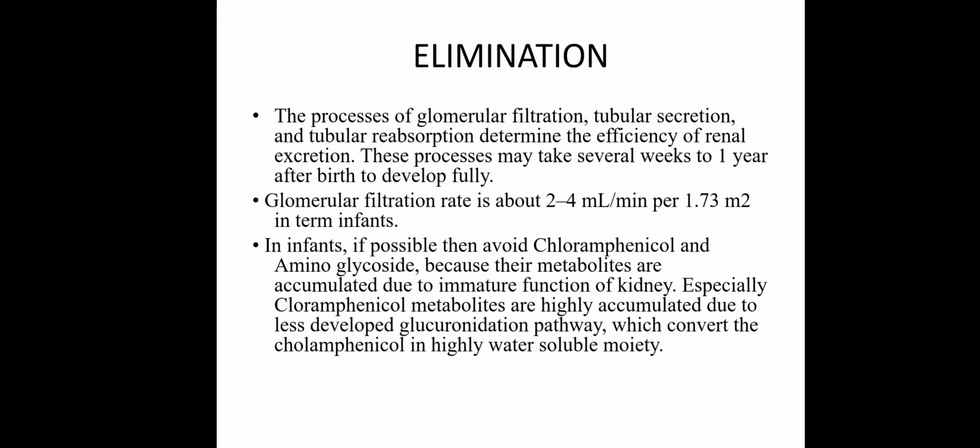Then the last one, elimination. The processes of glomerular filtration, tubular secretion, and tubular reabsorption determine the efficiency of renal excretion. This process may take several weeks to 1 year after birth to develop fully. Glomerular filtration rate is about 2 to 4 ml per minute per 1.73 meters squared in term infants.